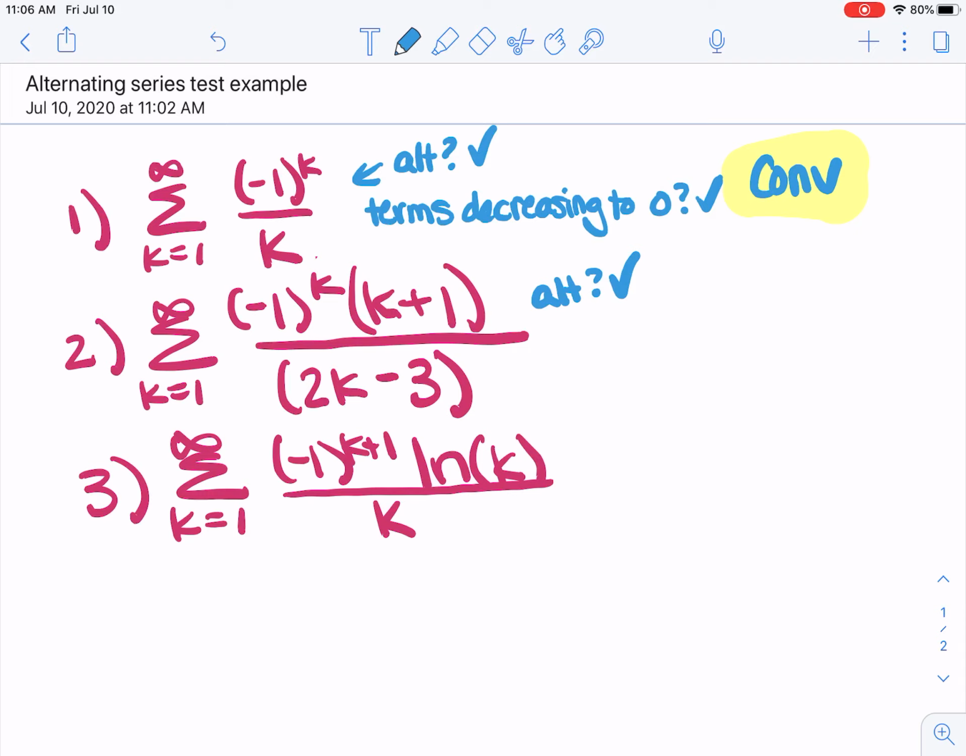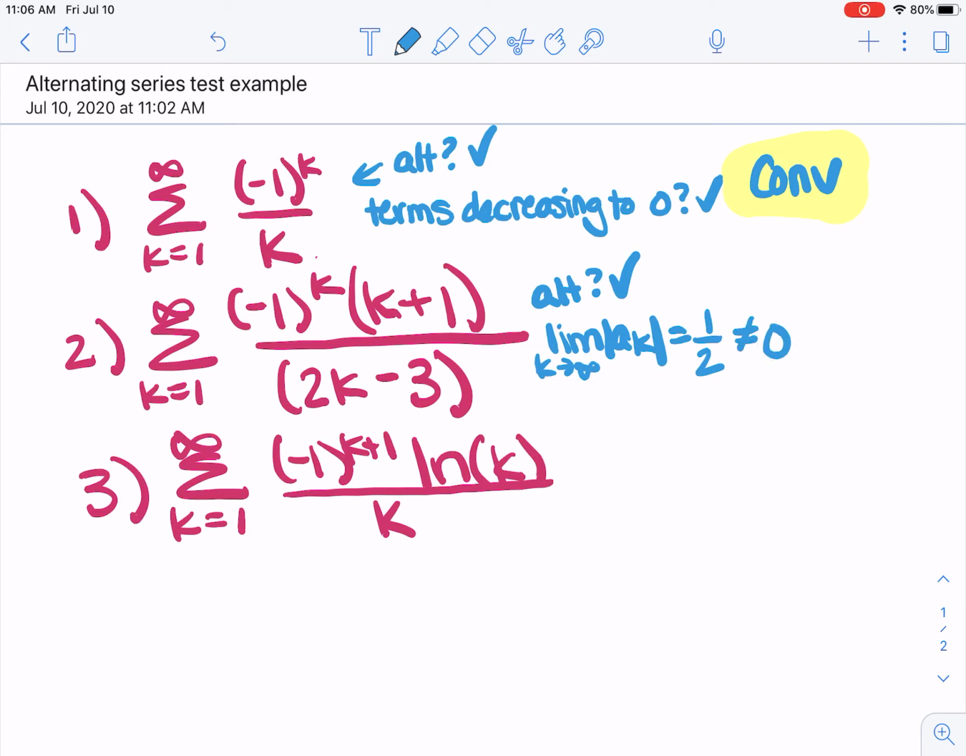Are the terms decreasing to 0? If we look at the limit of the a sub k terms, or even the limit of the absolute value of the a sub k terms, if we ignore the -1 to the k and just look at the limit of those terms, well, that's a polynomial divided by a polynomial, and they're the same degree. So that limit is the ratio of the coefficients of the highest degrees. That's 1/2, which is not 0.